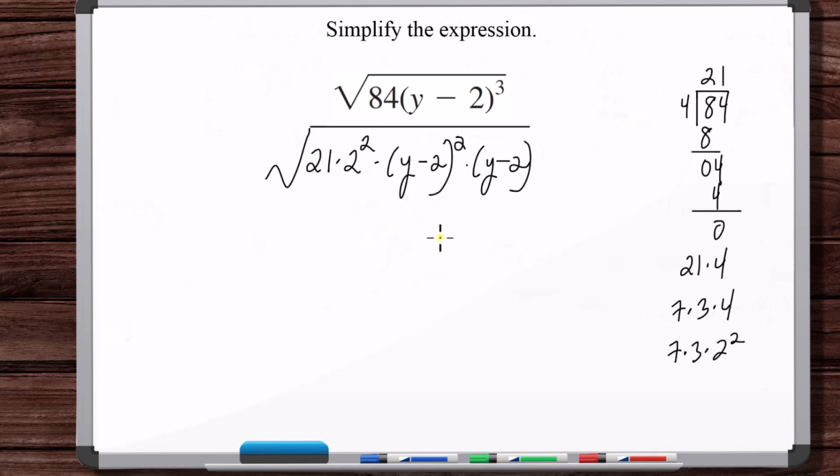Now, do we need to consider, like, do we need to take out the absolute value of y minus 2? Well, no, because we've got a y minus 2 cubed here. So we can think about y is going to have to be greater than 2, or else you can have a negative underneath this radical. Well, if y is greater than 2, that means this is always positive anyway. So we just take out a y minus 2.